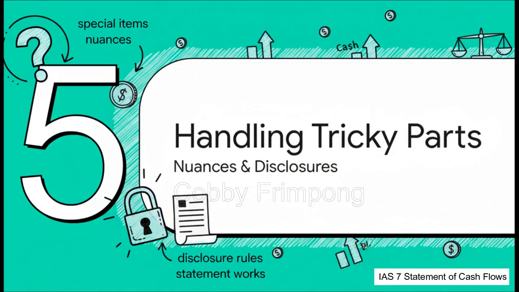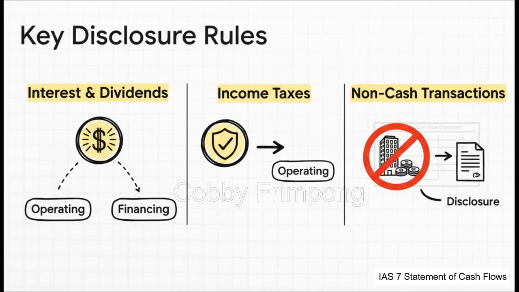Let's wrap this up by covering a couple of the trickier parts and some important disclosure rules. Now, this is where it gets kind of interesting because there's actually a bit of judgment involved. Take interest paid, for example. A company can classify that as either an operating or a financing activity as long as they do it consistently year after year.